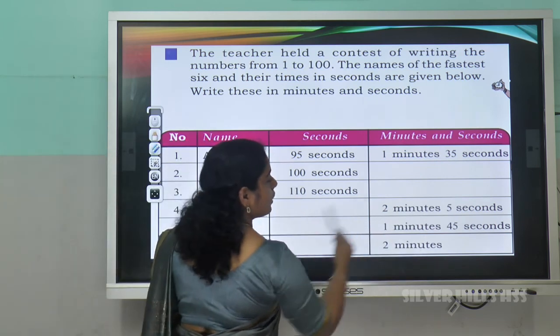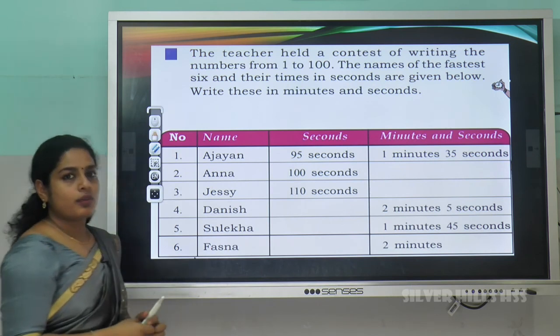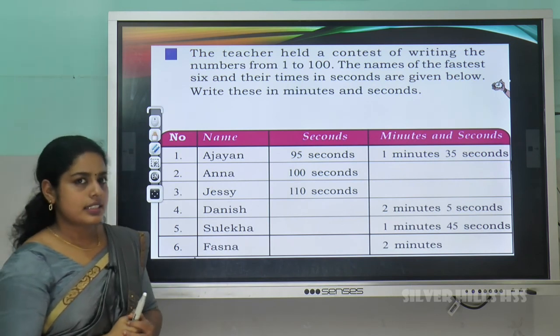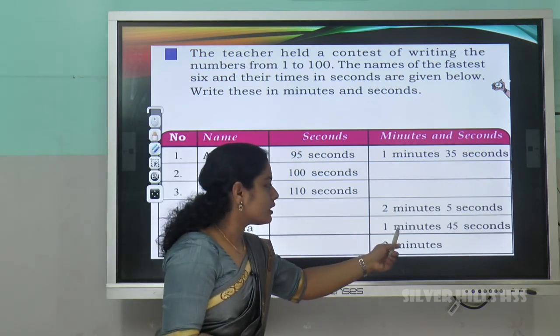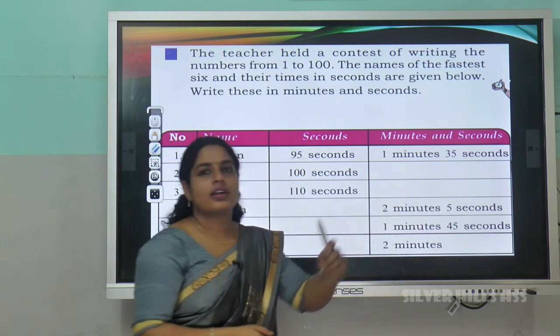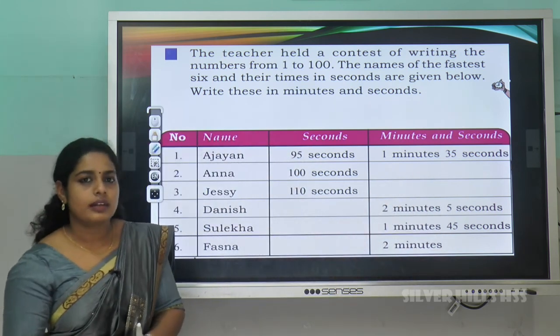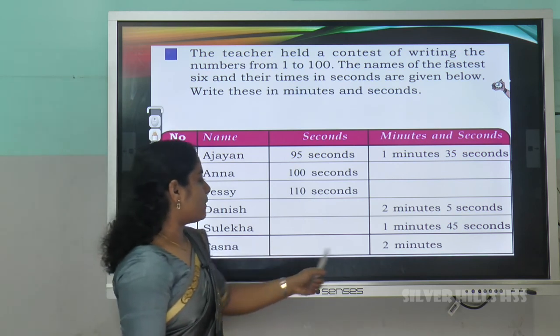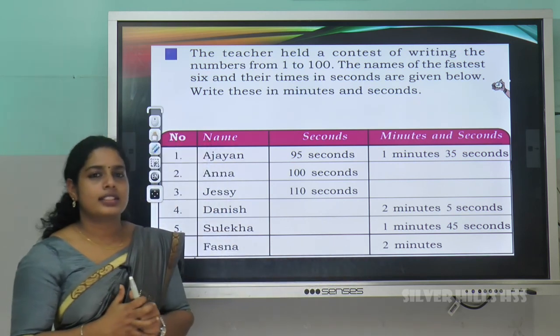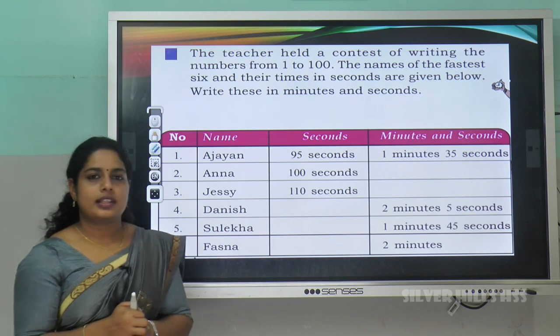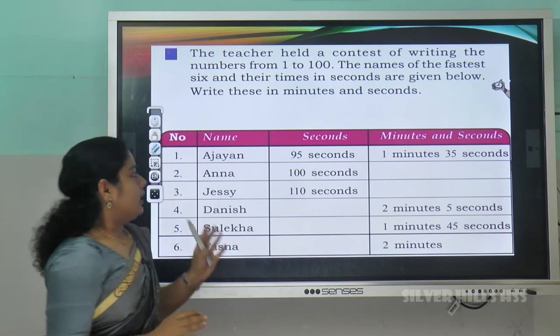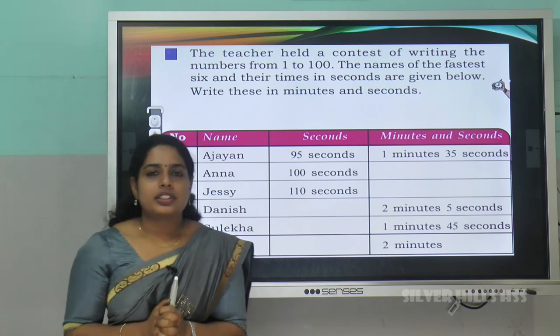Now 1 minute 45 seconds. Let's convert 1 minute into seconds, that is 60. So our answer will be what? 60 seconds plus 45 seconds, that is 105 seconds. At last we have 2 minutes. Easy, no? 2 minutes is what? 2 into 60, 120 seconds. Okay. So this is about conversion.